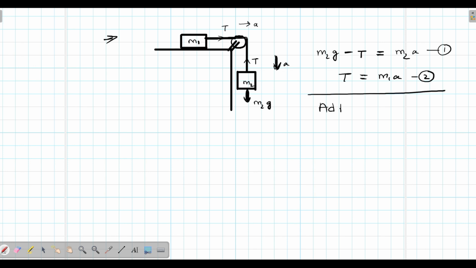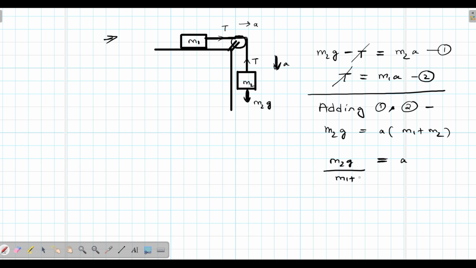So adding 1 and 2, T gets cancelled. M2G equals A whole into M1 plus M2. That is A equals to how much? M2G divided by M1 plus M2. That is the acceleration. That is the formula for acceleration.